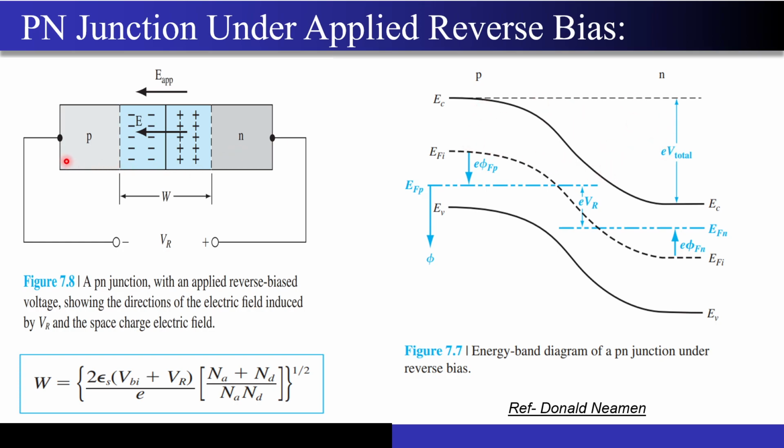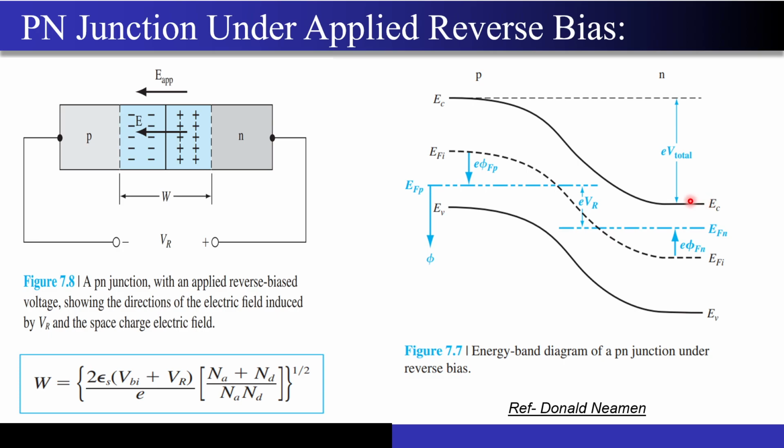And now since I am applying the external bias, that is reverse bias, this bending that you are seeing in the EC and EV actually moves up by the factor of VR. So now this is nothing but Q times (VBI plus VR). And now how does it make sense?